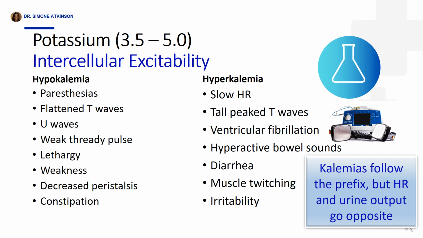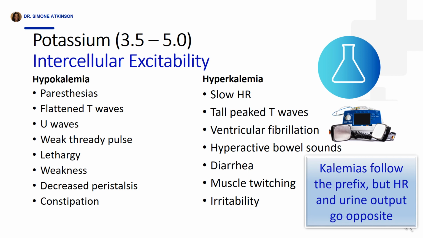When potassium comes to mind, I want you to always think arrhythmias will follow. This mineral is extremely sensitive to the heart's rhythm. The memory trick reminds us that kalemias will follow the prefix except for heart rate and urine output. So if we have low potassium levels, we would see faster heart rates. And if we have high potassium levels, we should normally see lower heart rates. There's just one exception to that, which would be ventricular fibrillation, which is commonly seen when we have very high levels of potassium.